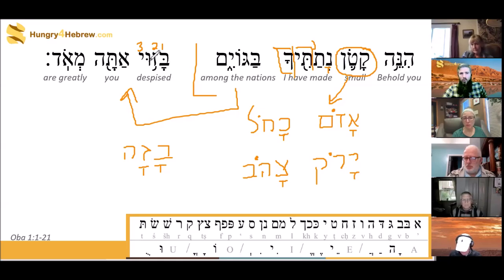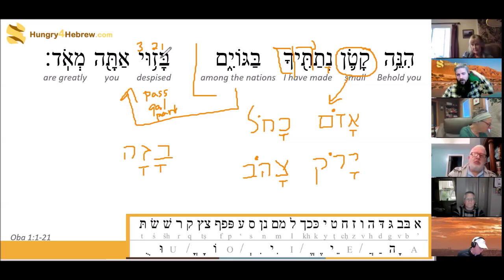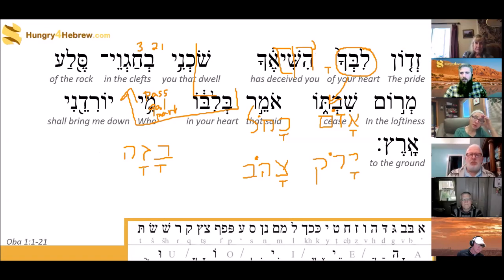But this u pattern is a passive participle. So it's passive. It's been done to. You are despised rather than he did the action of despising. You are despised, ata, me'od, exceedingly. Mightily is probably the best way to originally translate it, but whatever. Greatly, very. Okay. Who would like to read next?